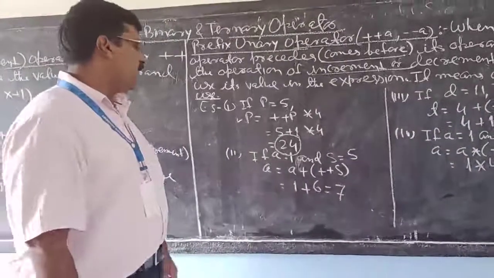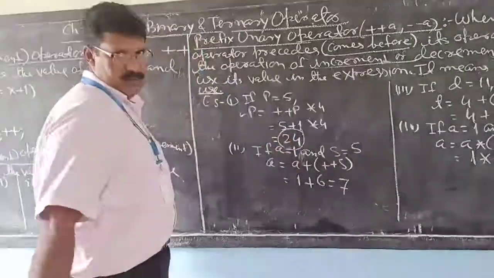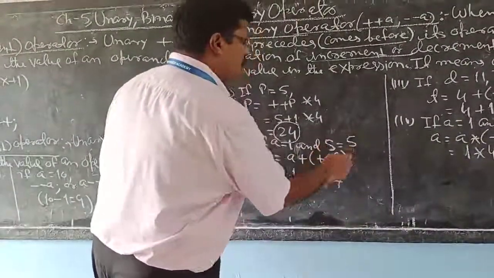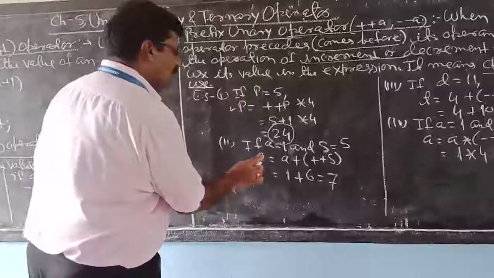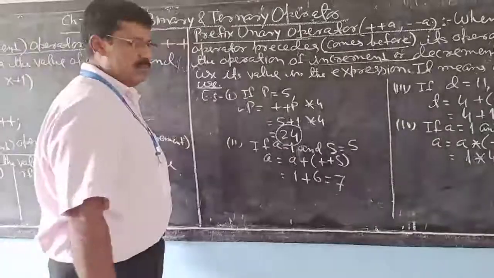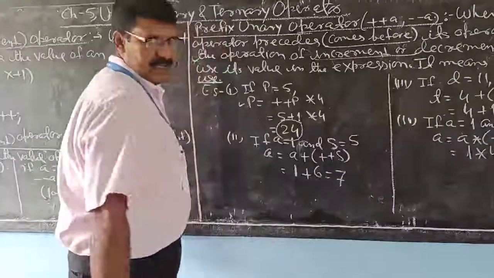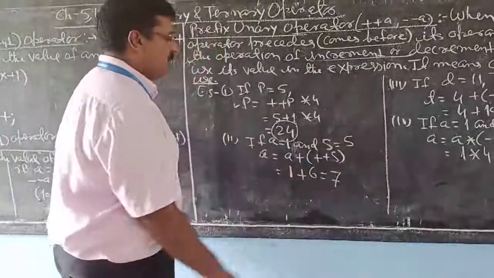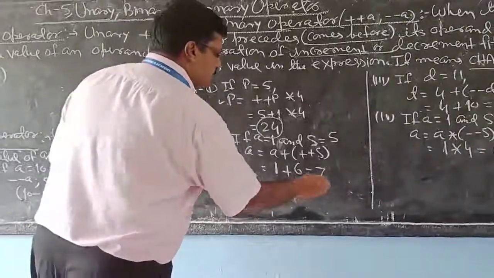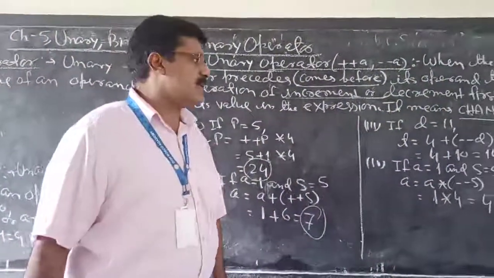Okay. Second example. If a equal to 1, the a value is 1, and s value is 5, then what will be the value of a? Okay. The a value is 1. A becomes 1 plus ++s. The s value is 5. The 5 plus 1 is 6. So 1 plus 6 is 7. So what is the final value of a? The final value of a is 7.